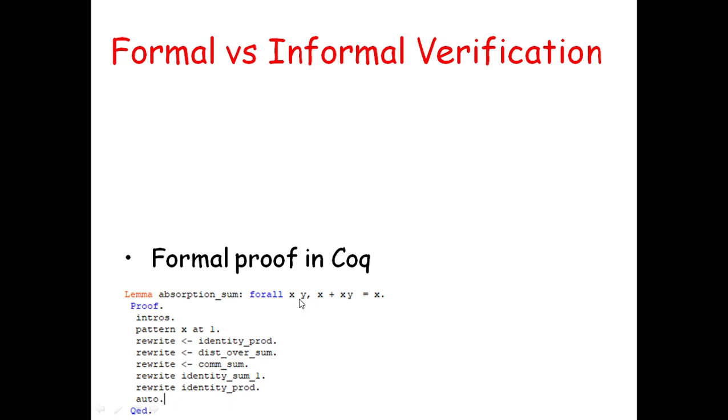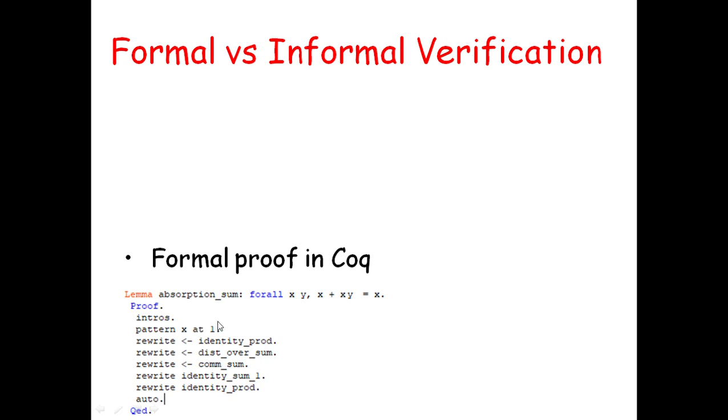x, y, which are the two Boolean variables, and the type bool is not mentioned here because the Coq theorem prover can predict the type of these two variables from the definition of the logical OR and the logical AND operation. So x plus xy is equal to x. Then the proof of this theorem or lemma begins with the proof command, which is called a tactic. Coq understands that the proof has just begun.